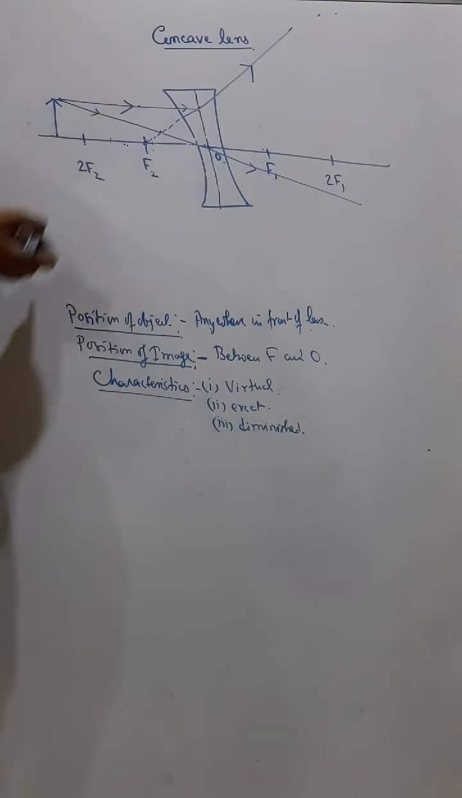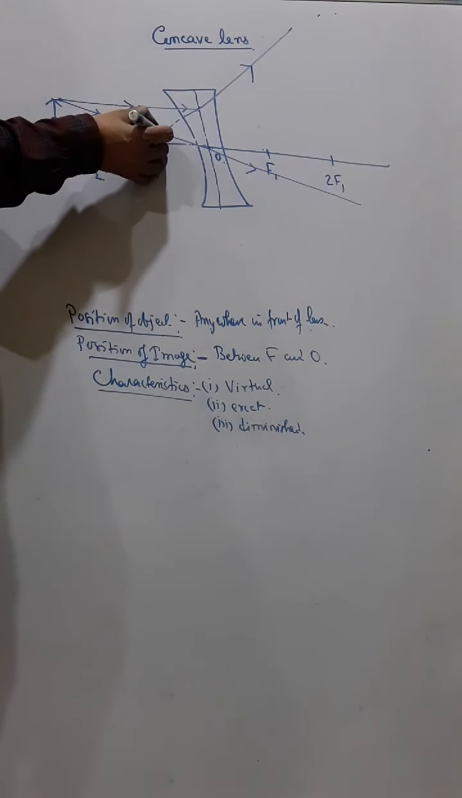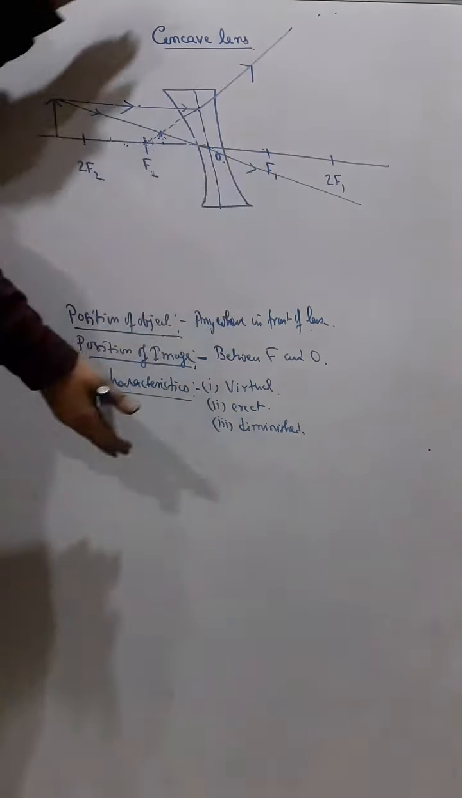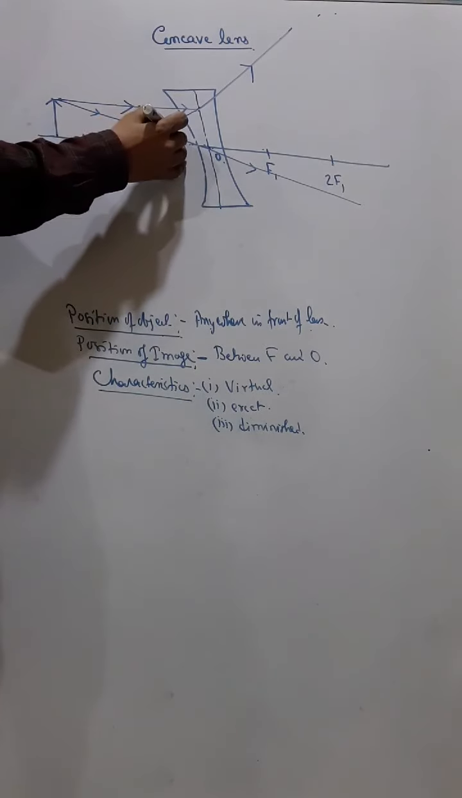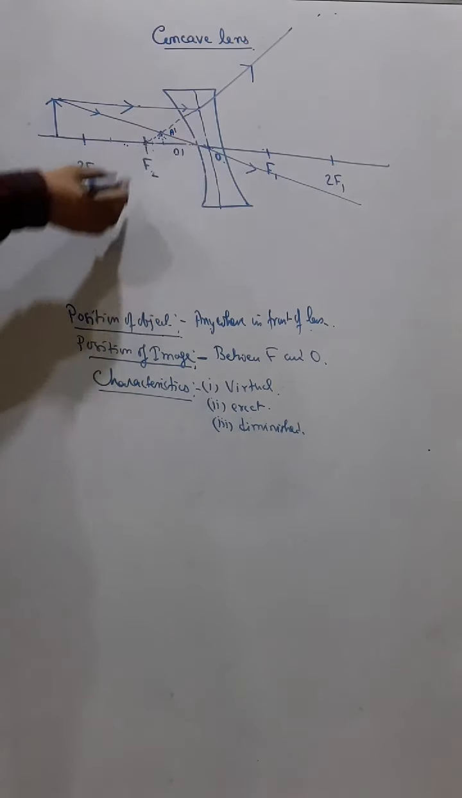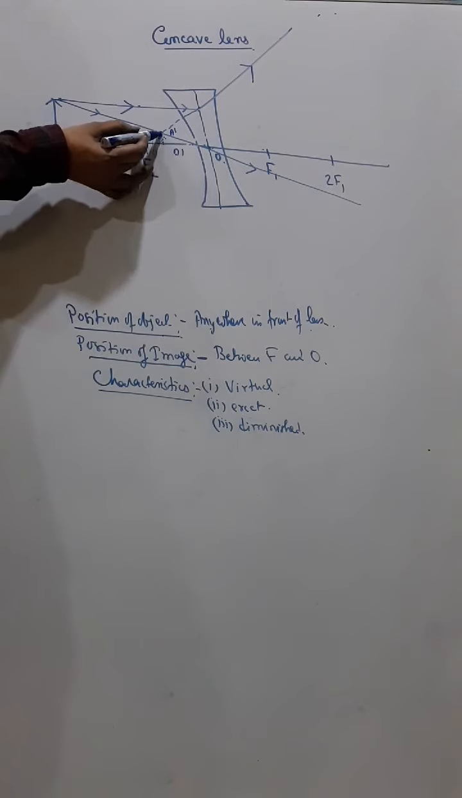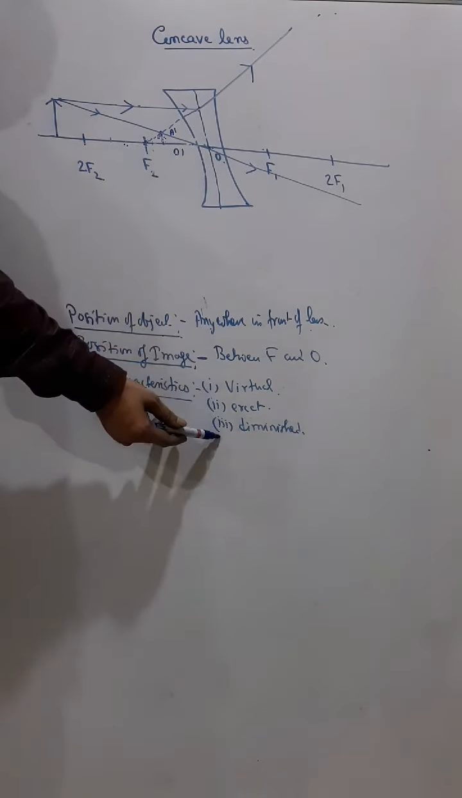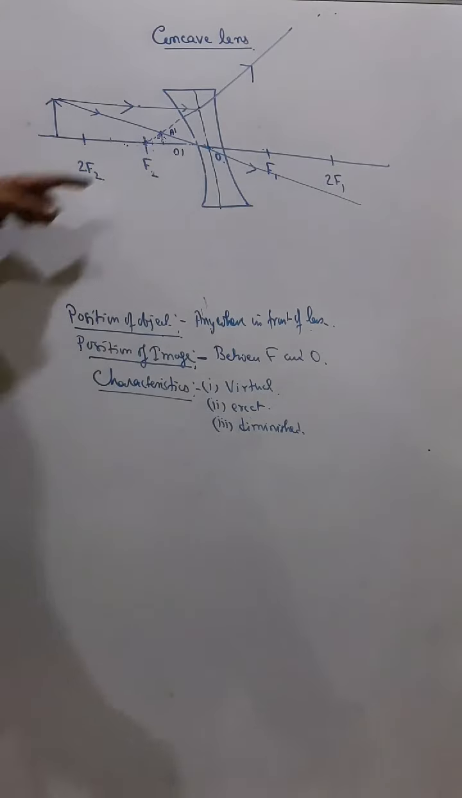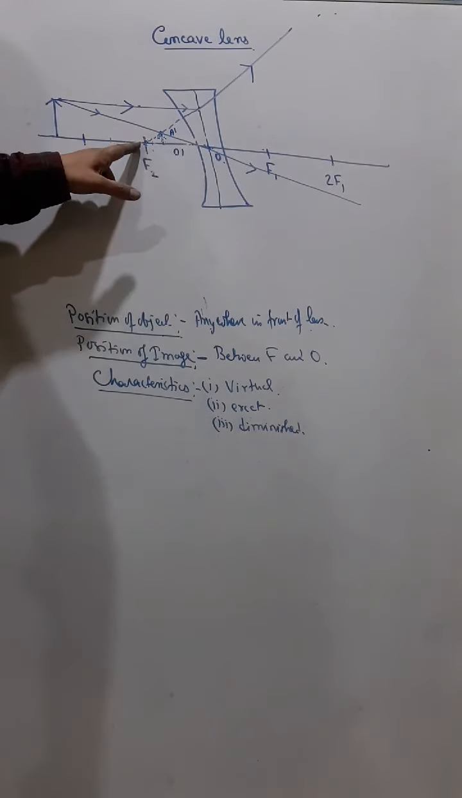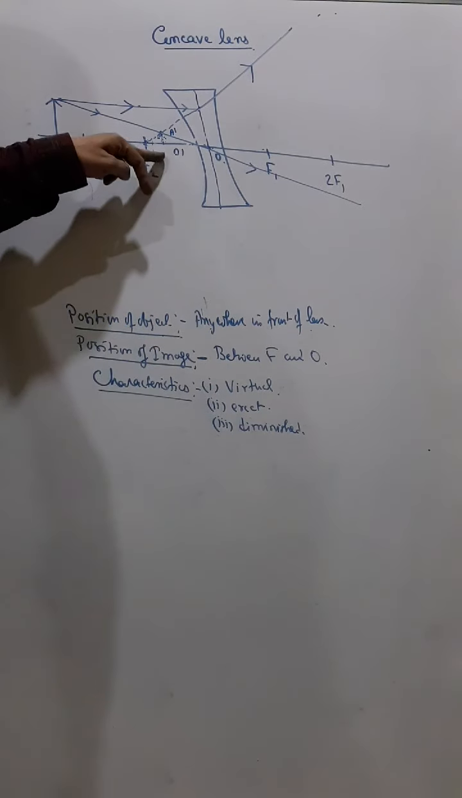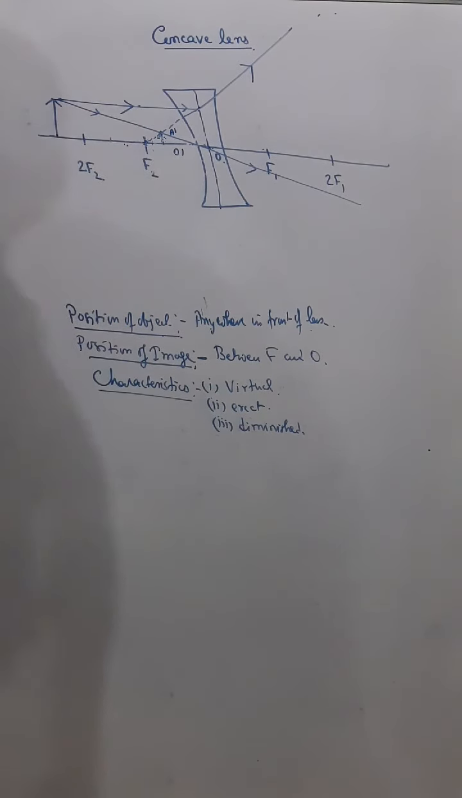So the image is here. So try to make it dotted. I always advise drawing a bigger diagram so that you don't have any problem. So this is A dash and B dash, and you can understand this is the image. Now I have already written before the drawing, because I know the image will be between focus and pole, and the image will be virtual, erect, and diminished.